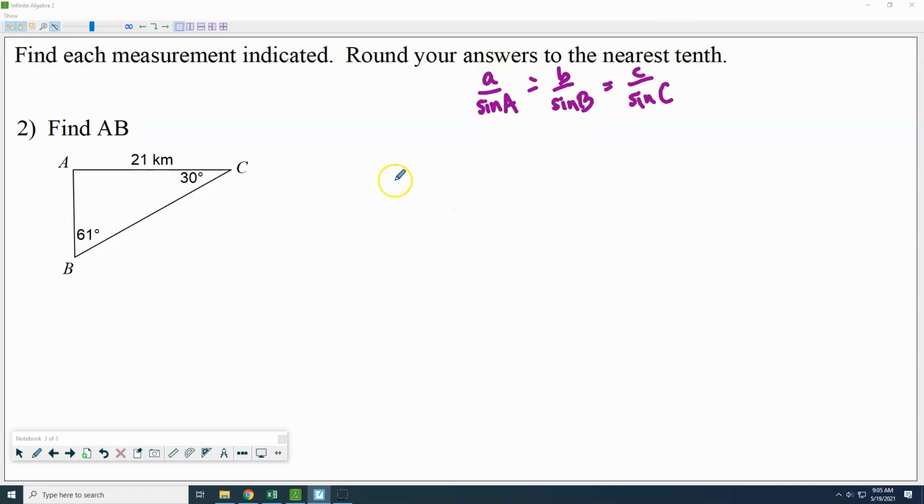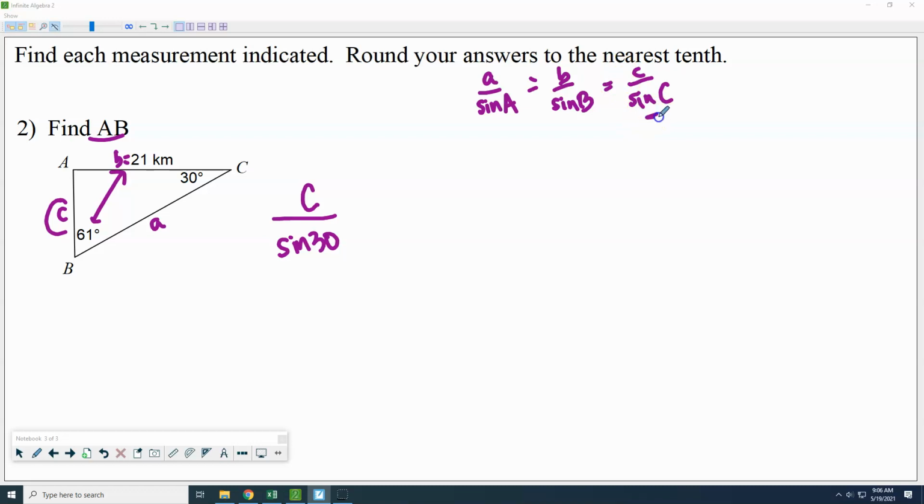Okay, so I know that if this is A, then the side across from it is going to be little a. C is going to have little c across from it. B has little b across from it. So I know angle B and I know the side across from it. So that's going to be one of the ones I use. I'm looking for side length c, because it says to find AB. So that's what I want to start with, and I want to put that on the top. And so little c over sine 30 would be my first part of the ratio.